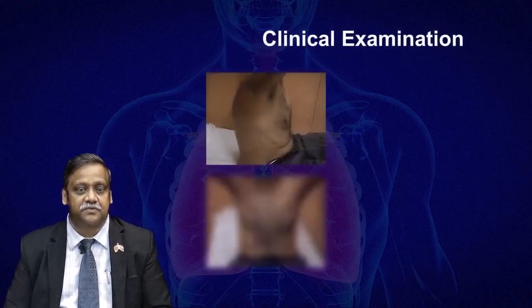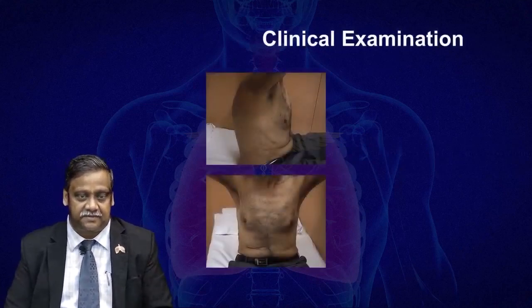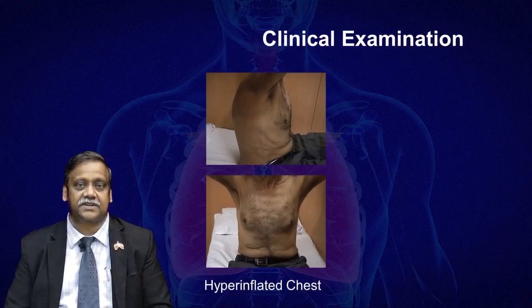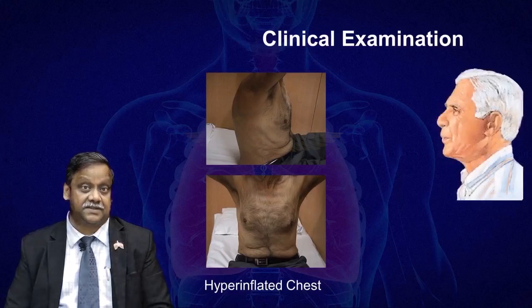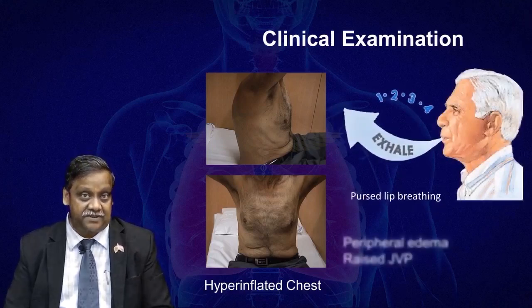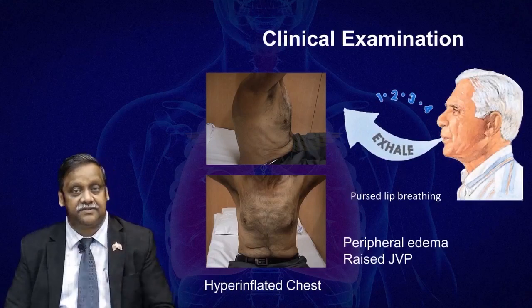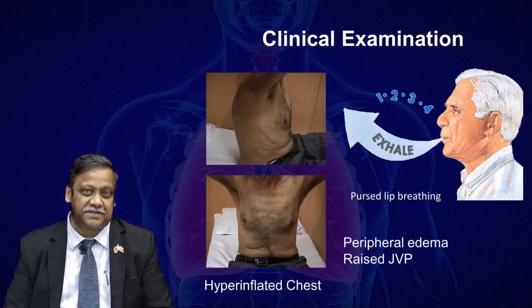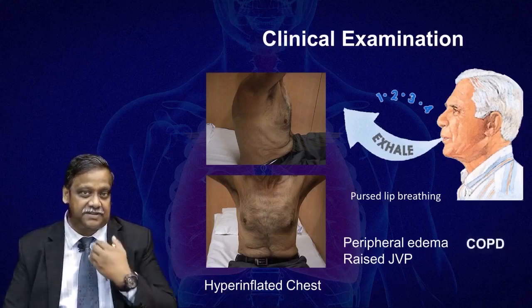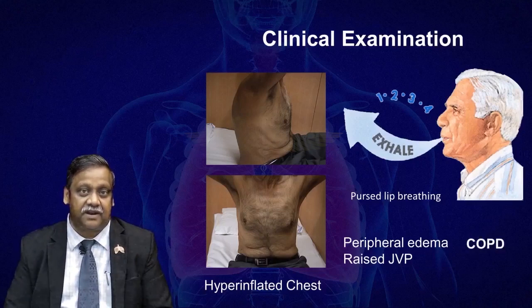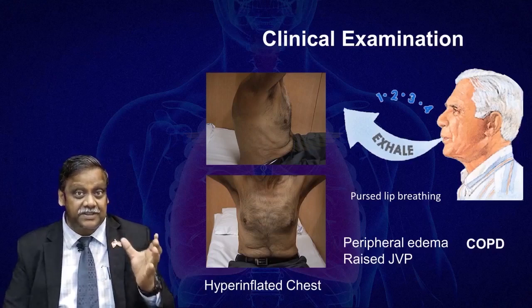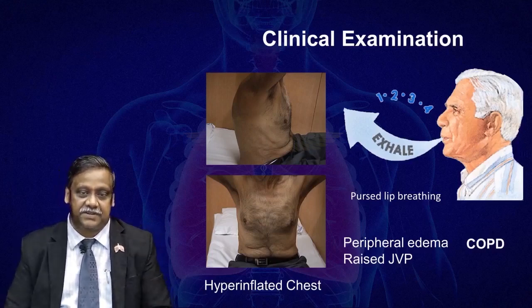Here is a patient whom you have started examining, and you find that this patient has a hyperinflated chest, or is breathing with pursed lips like this, or has peripheral edema and a raised JVP. Is this asthma or COPD? This is clearly COPD, isn't it? So a hyperinflated chest, pursed lip breathing, and features of heart failure go in favor of a diagnosis of COPD. So you're catching the clues on clinical examination.